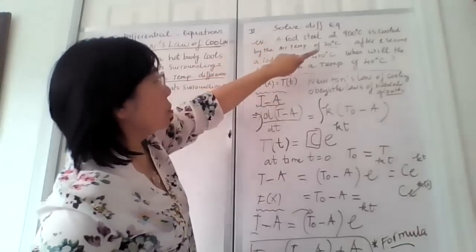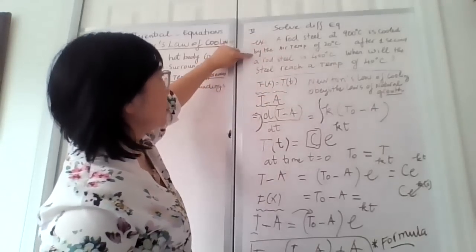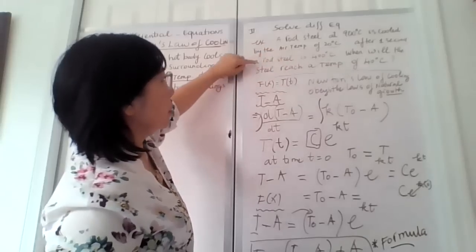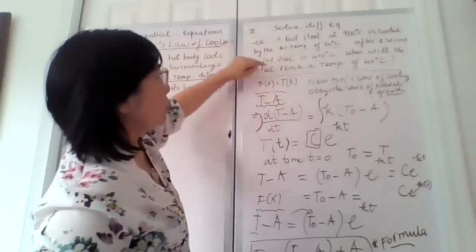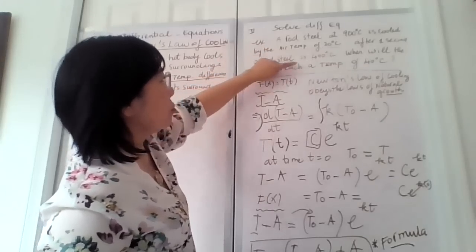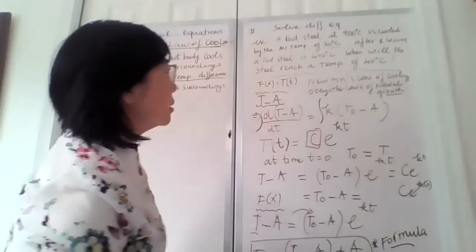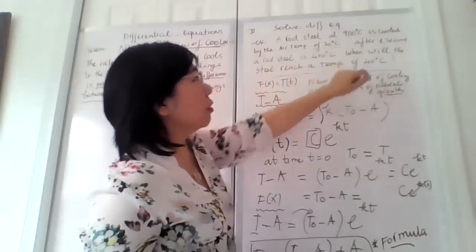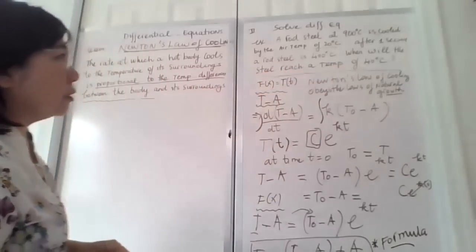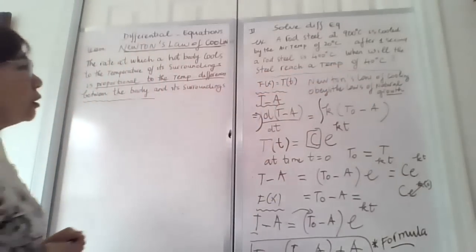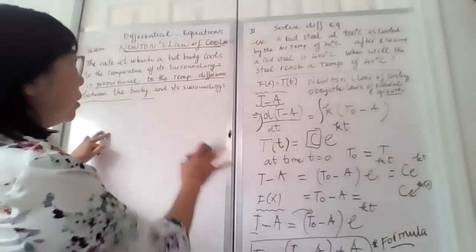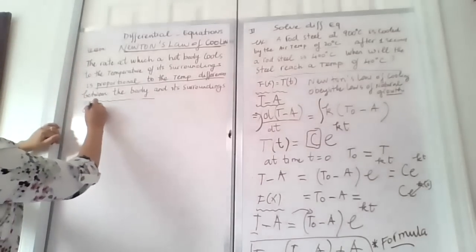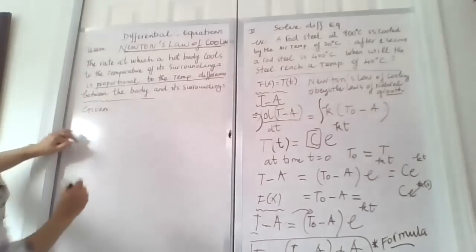So a rod of steel at 900 degrees Celsius is cooled by the air temperature of 20 degrees Celsius. After 1 second, the rod of steel is 400 degrees Celsius. When will the steel reach a temperature of 40 degrees Celsius? Okay, so let me denote some of the information here so that we can solve it more easily.